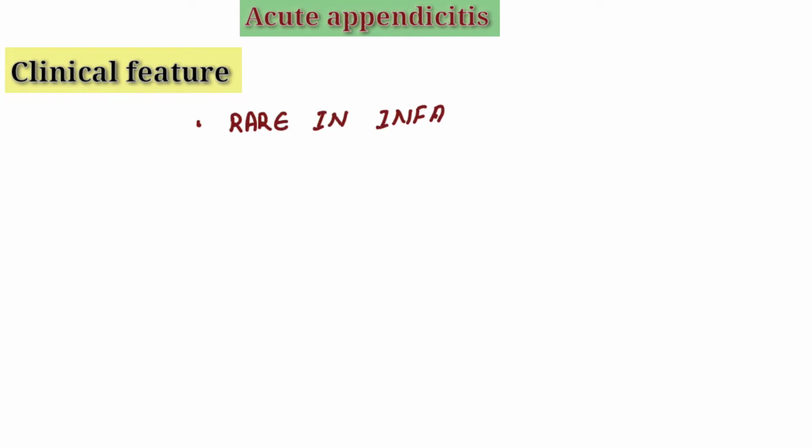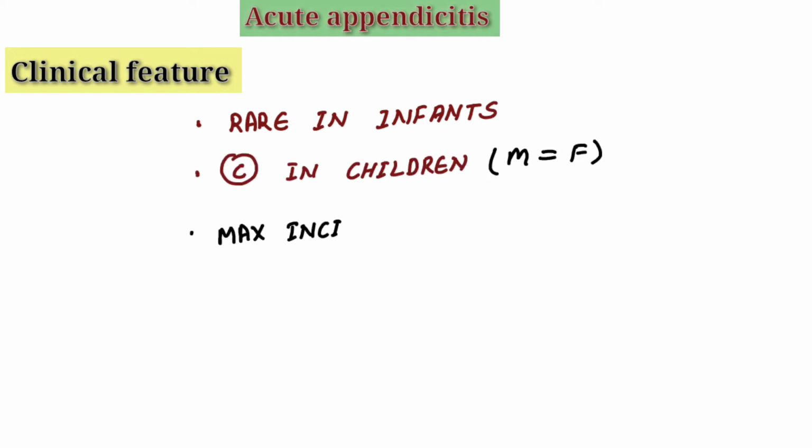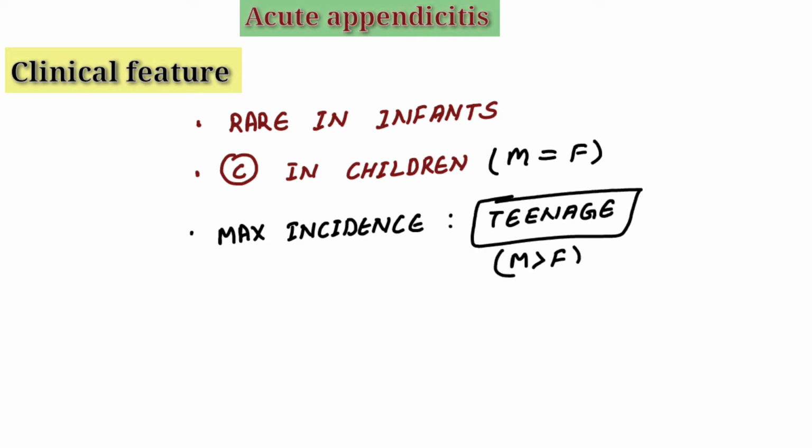Clinical feature. Acute appendicitis is rare in infants. It is common in children, and in children it affects both males and females equally. The maximum incidence is in teenagers, where males are affected more than females. But in adults, again, males and females are affected equally.